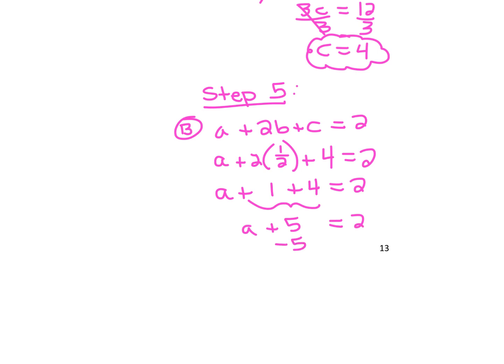And when we subtract 5 from both sides of the equation, we get A equals -3, which I believe that's what it said, but let's just double check.